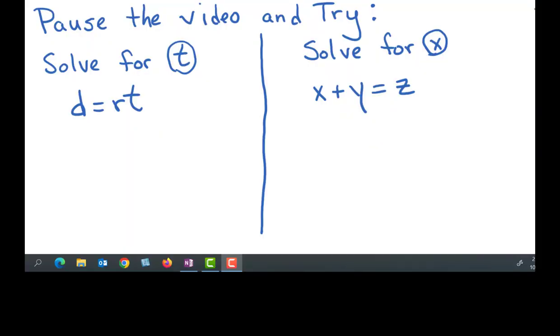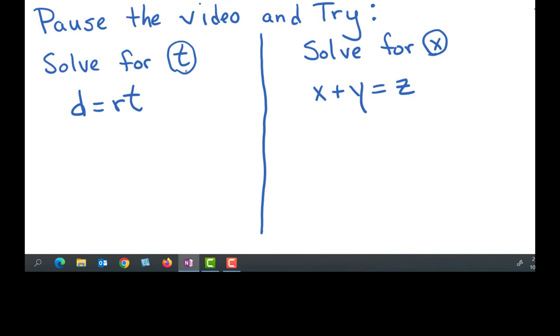So I want you to pause the video and take a minute or two and try these two problems. Then start the video back and you can check yourself and see how they work. All right, hopefully you did those two problems. Now let's have a look.